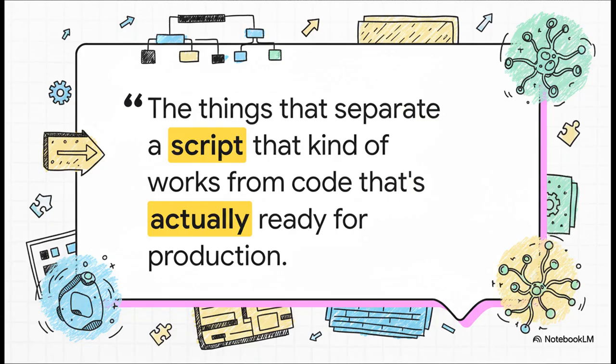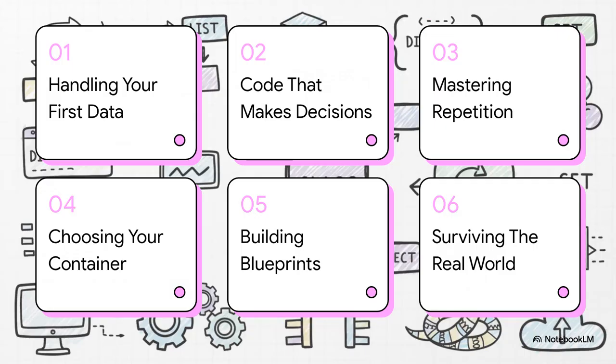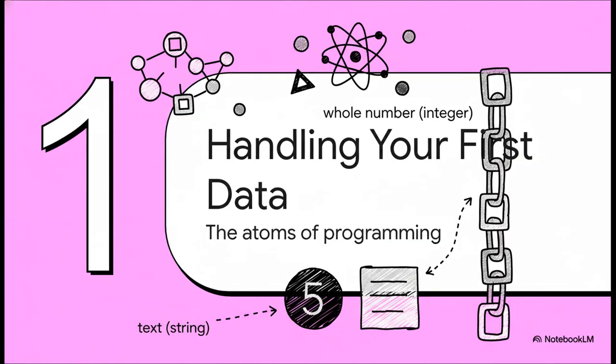can actually build on. So here's our game plan. We'll start with the basics of data, then teach our code how to make decisions. After that, we'll get into automating tasks, picking the right data containers, building reusable code, and finally, making sure our programs don't fall apart in the real world. Let's get started. First things first, handling data.